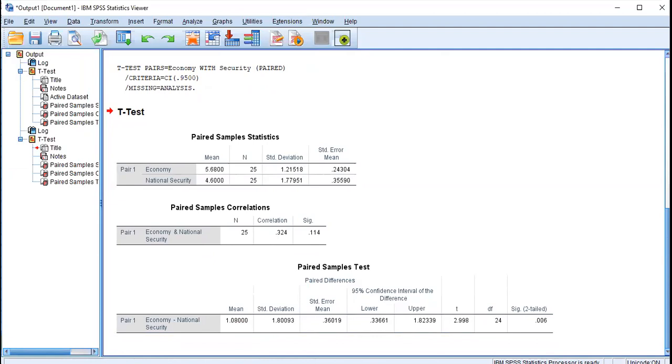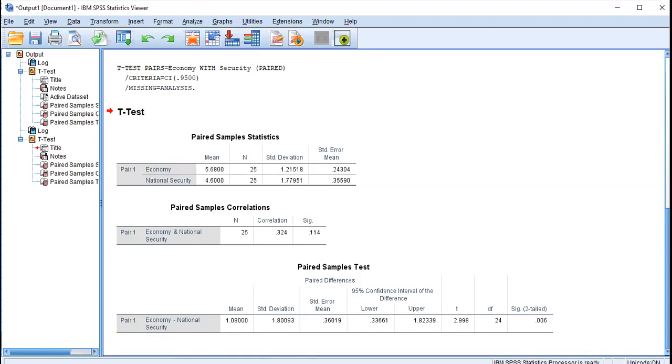Standard deviation happens to be 1.21 and 1.77 respectively for economy and national security. Paired sample data correlations, we are not to do much about it, but do remember, we have to see whether the two variables are highly correlated, positively or negatively. So are they directly correlated or inversely correlated? Here in this case, since the significance value comes to 0.114, the correlation is not very high. It is not supposed to be a significant correlation, so we are not accepting the correlation there.